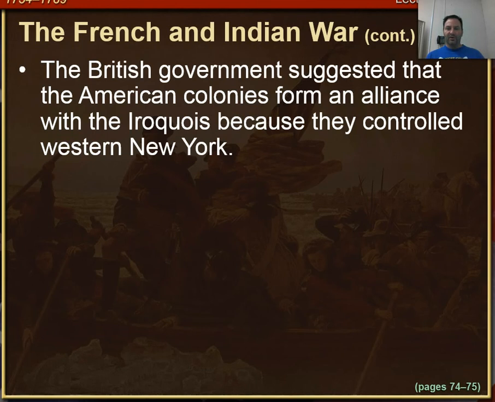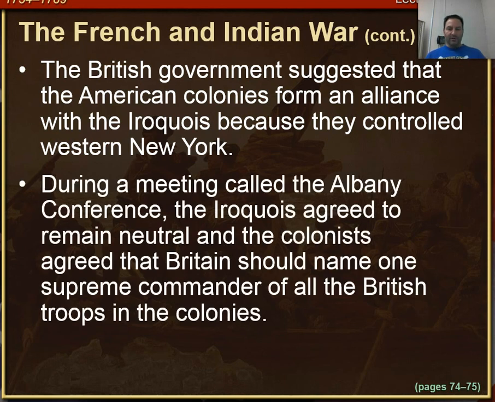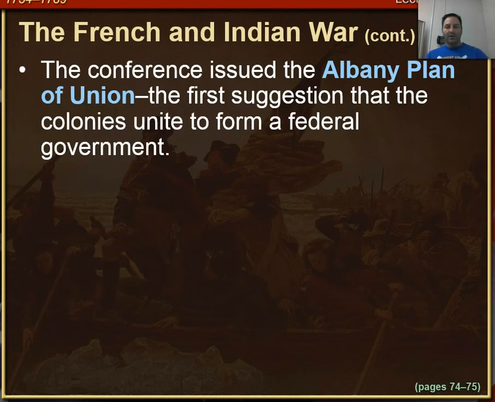The British government suggested that the American colonies form an alliance with the Iroquois because they controlled western New York. So during a meeting called the Albany Conference, the Iroquois agreed to remain neutral, and the colonists agreed that Britain should name one supreme commander of all the British troops in the colonies. The conference issued the Albany Plan of Union, which was the first suggestion that the colonies unite to form a federal government.